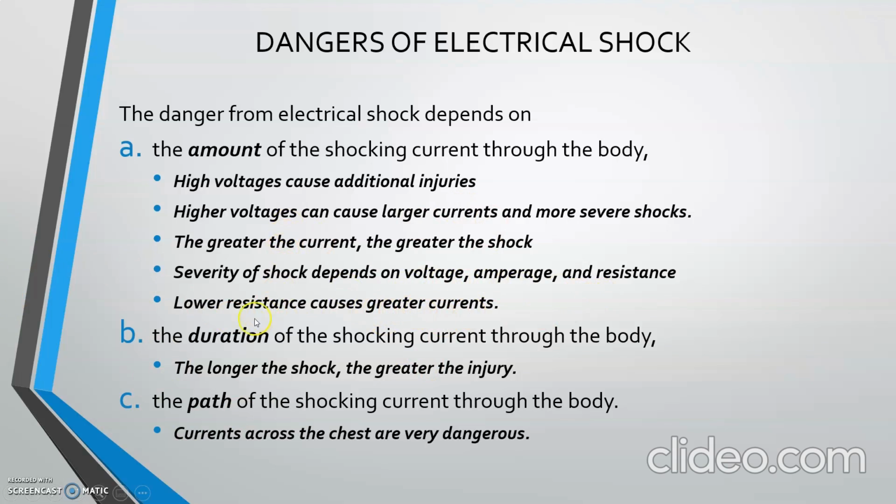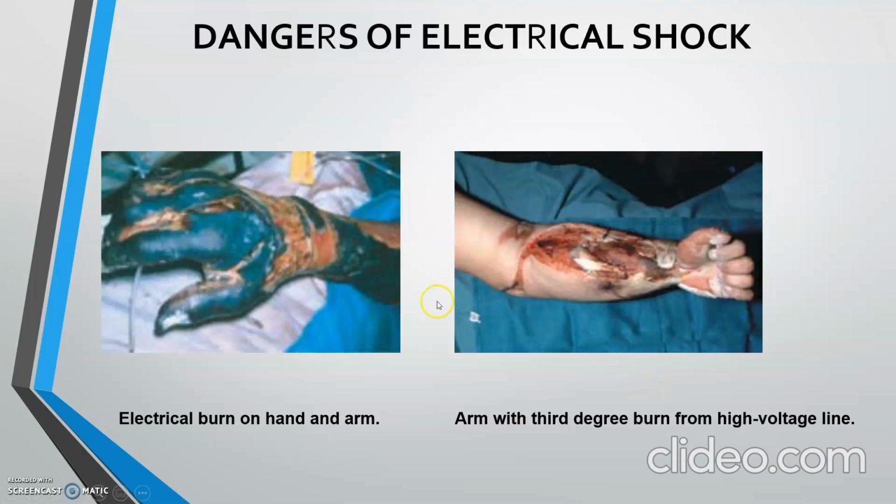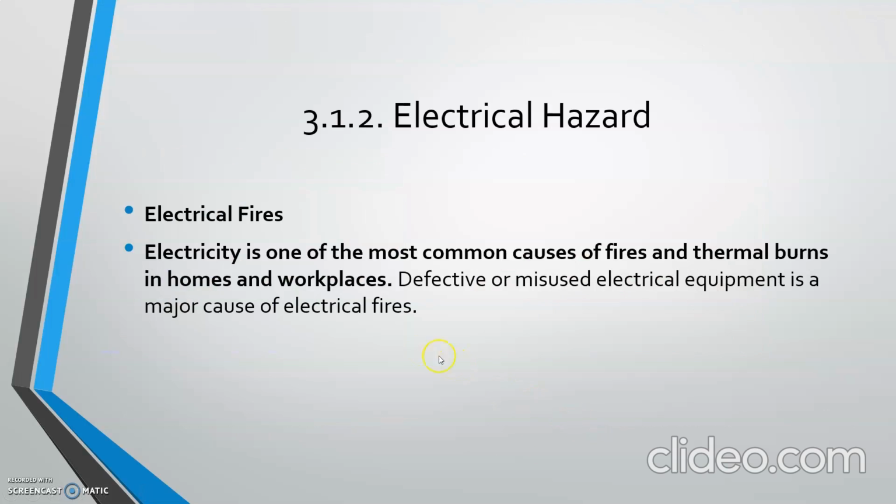Okay, the second one is about the duration of the shocking current. The longer the shock, the greater the injury. The third one is the path of the shocking current. Currents that go across the chest are very dangerous. Okay, this is a picture of electrical burns on a hand and arm, with third degree burns from a high voltage line. So these are the dangers of electrical shock.